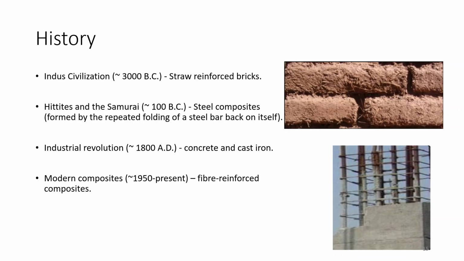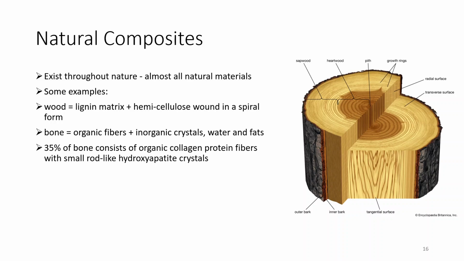Then in history we can see the use and development of composites, and natural composites. They exist throughout nature. Almost all natural materials are made of composites. Some of the examples include wood and bones. In case of wood you have a lignin matrix plus hemicellulose bound in a spiral form. Bone consists of organic fibers and inorganic crystals, water and fats. 35% of bone consists of organic collagen protein fibers with small rod-like hydroxyapatite crystals. And here you can see there are various parts of wood which are made with different constituents.